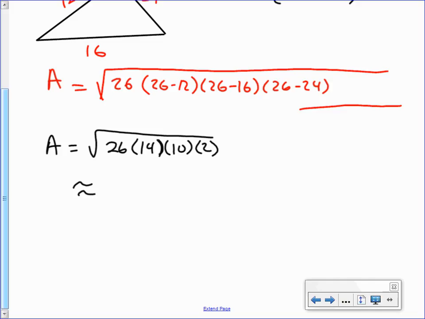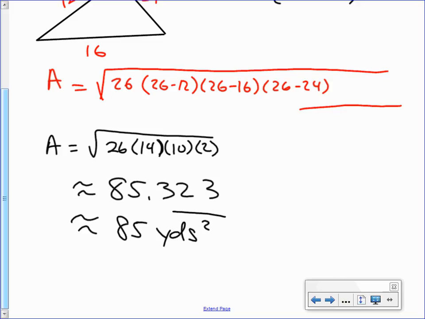8, 3, 2, 3. How about 85 yards? Approximately 85 yards. If it wants to give you decimal places, go ahead and do it. So Grandpa Sam's property is approximately 85 square yards, times about 1,000 square yards. Just kidding.